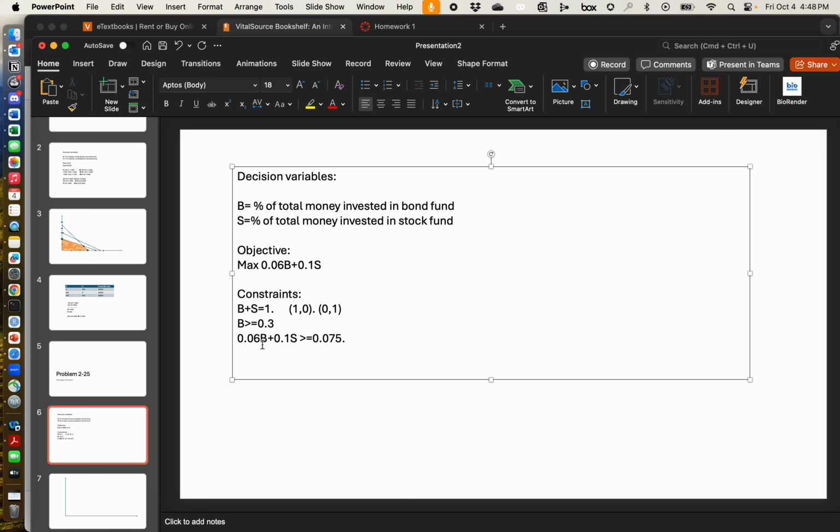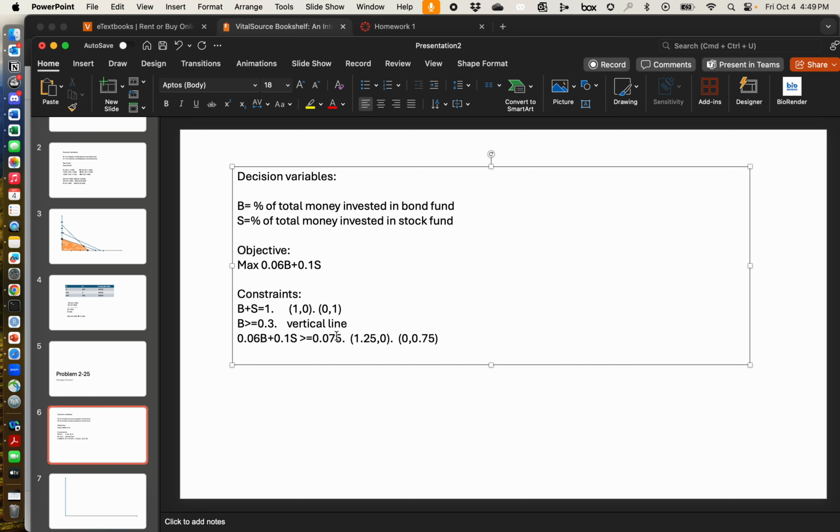So how much is 75 by 60? That's 15 times 4 and 15 times 5, so 1.25. So it'll be 1.25 comma 0. If I plug in s is 0, I get b is 1.25. If I plug in b is 0, I'll get s is 0.75, right? So 0 comma 0.75. Those are the endpoints here for this particular constraint. Okay, so this is a vertical line.